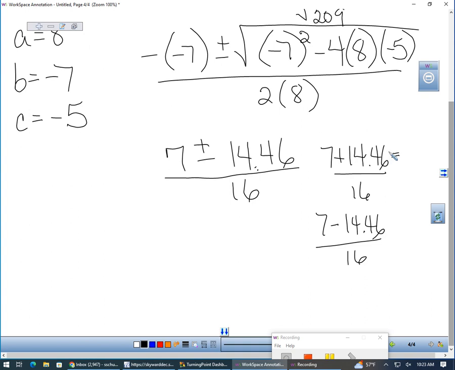So for the first one, I got 1.34. For the second one, I got negative 0.47. Make sure you get that. You understand how to put it in your calculator to find that. Do we have any questions using this formula? Okay. Moving on then.